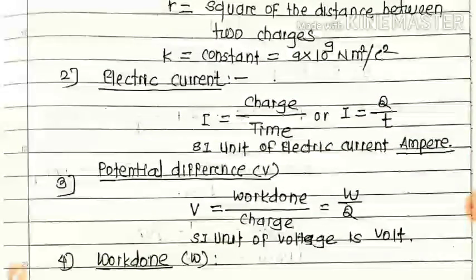Now the second formula about electric current. Electric current I is equal to charge upon time, that is I is equal to Q by T, or you can also calculate the formula for the charge. Charge is equal to I into T, that is electric current into time, where electric current is measured in ampere, charge is measured in coulomb and time is measured in second.